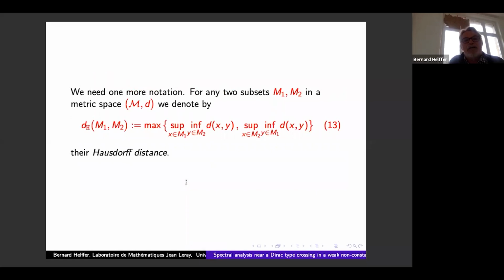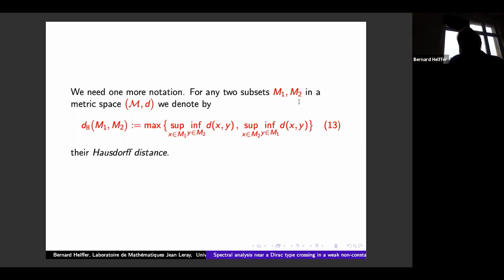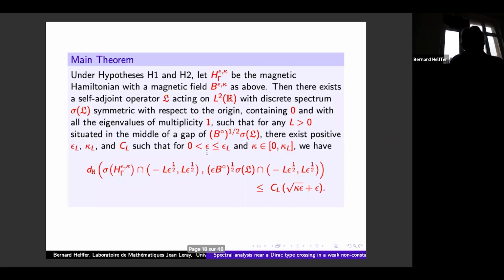Okay, another notion that we need is the notion of Hausdorff distance between two sets, because we want to define the distance between two different spectra. And this is the standard definition for the Hausdorff distance of two sets inside a metric space. Okay, and then the main theorem is the following.